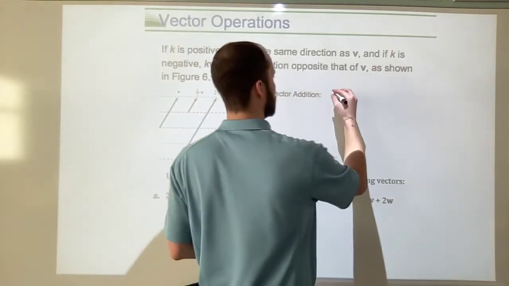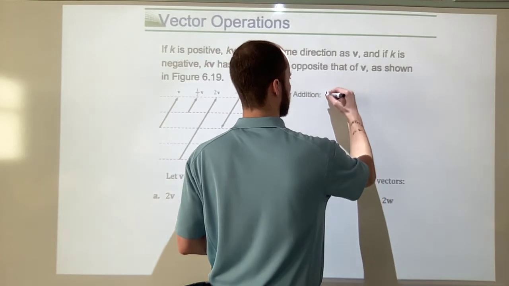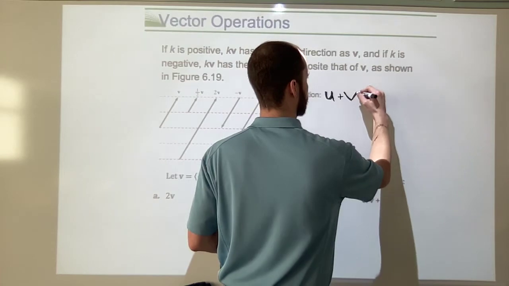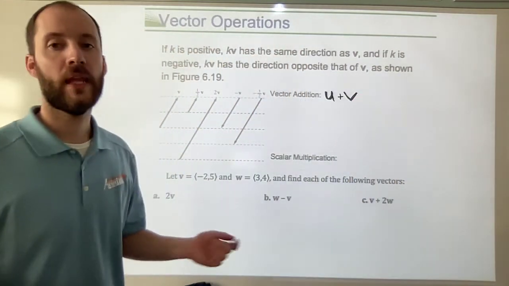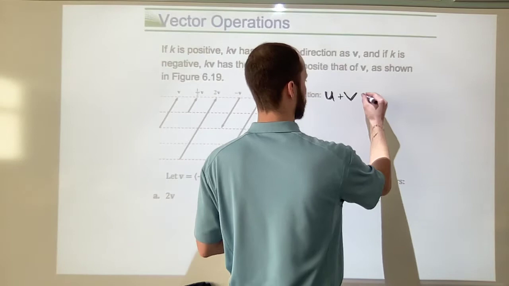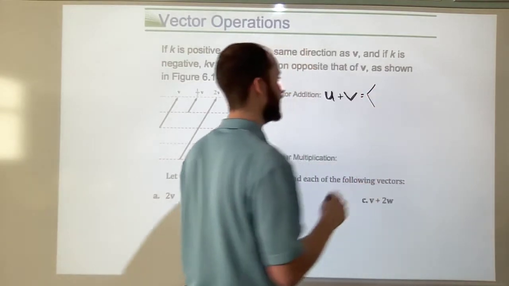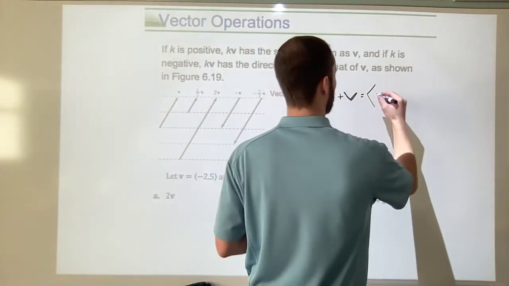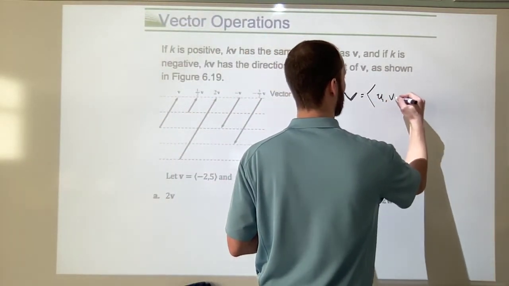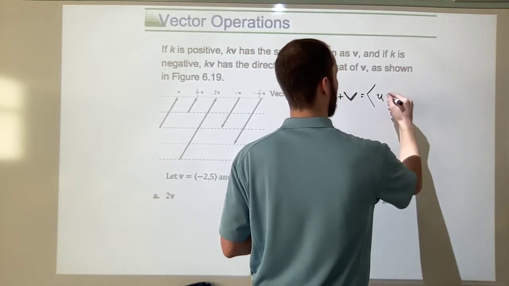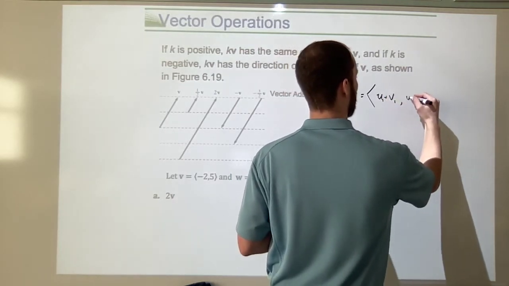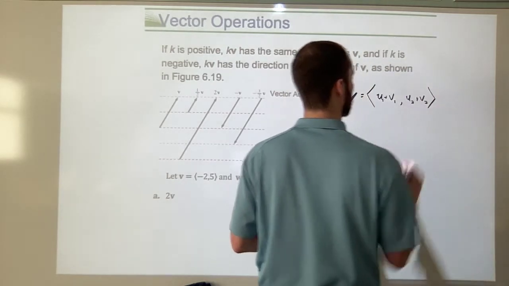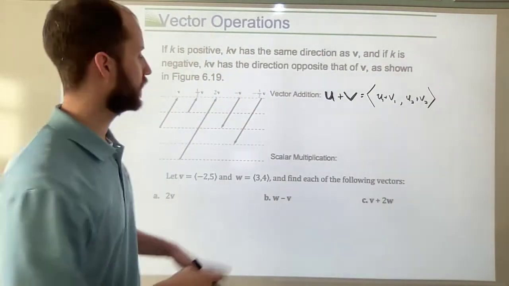So vector addition: have vector u, try to make that bold, plus vector v. And when you do that addition, it's really as simple as adding up the horizontals and the verticals. So u sub 1 and v sub 1, adding those up, and then u sub 2 and v sub 2, adding those up as well.